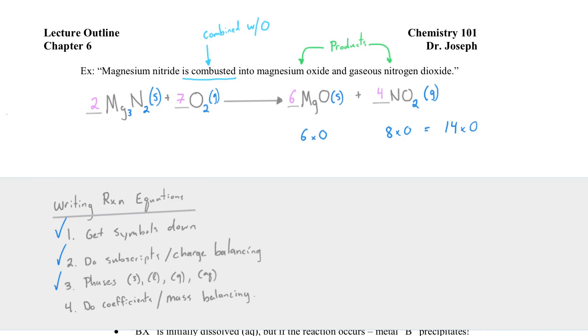And that brings us to the end of this lesson. In the next lesson, we're going to be learning about another type of chemical reaction, and that is specifically the single displacement reaction.